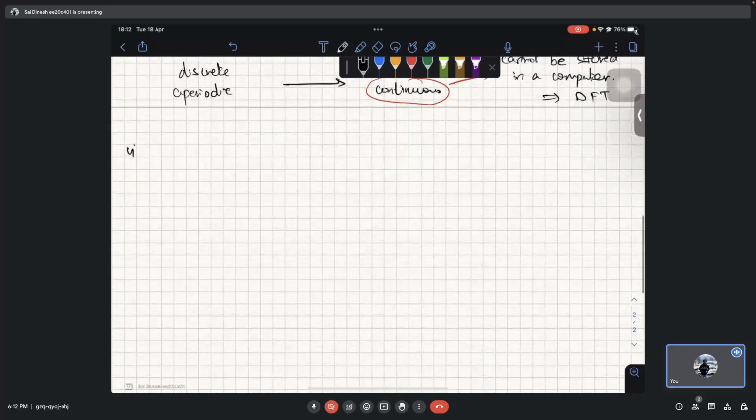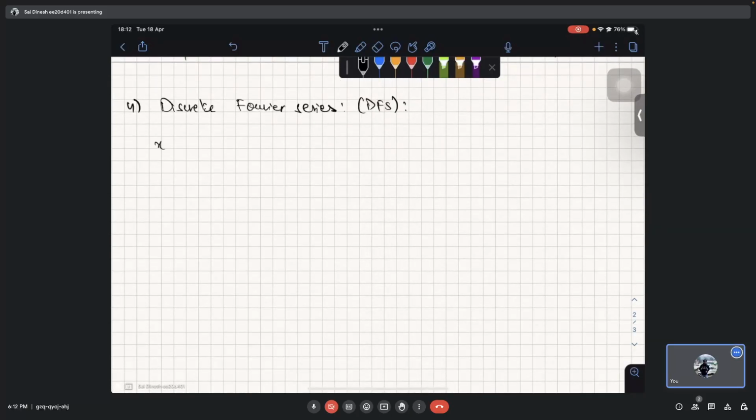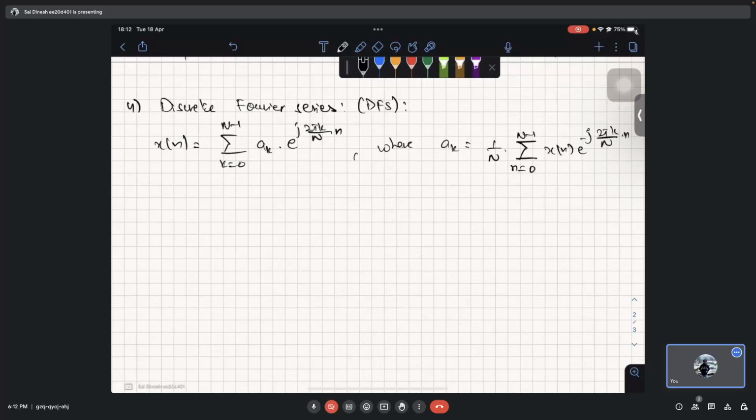Before that, there is one more thing. Like the continuous Fourier series, there is a discrete Fourier series, also known as DFS, which is x of n equal to the summation from k equal to 0 to N minus 1 of a k e power j 2 pi k by N into n, where again a k is 1 by N times the summation from n equal to 0 to N minus 1 of x of n e power minus j 2 pi k by N into n. So this is the discrete Fourier series.